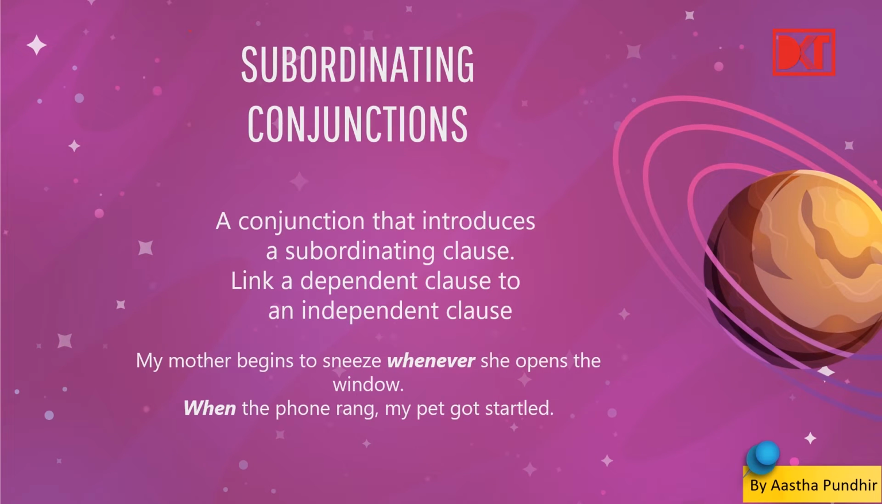Next, there are subordinating conjunctions. Now, when are subordinating conjunctions used? Now, this conjunction introduces a subordinating clause. यहाँ पे क्या हो रहा है? Subordinating conjunction नाम से ही पता चल रहा है कि एक subordinating clause introduce होगा. And what do they do? They link that dependent clause to an independent clause.